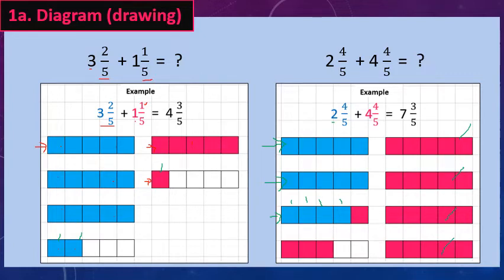And this time I'm actually going to put one of my fifths here from the 4/5 to make this a complete whole, this one here. And the remaining 3/5 I'm going to put here, 1, 2, 3.